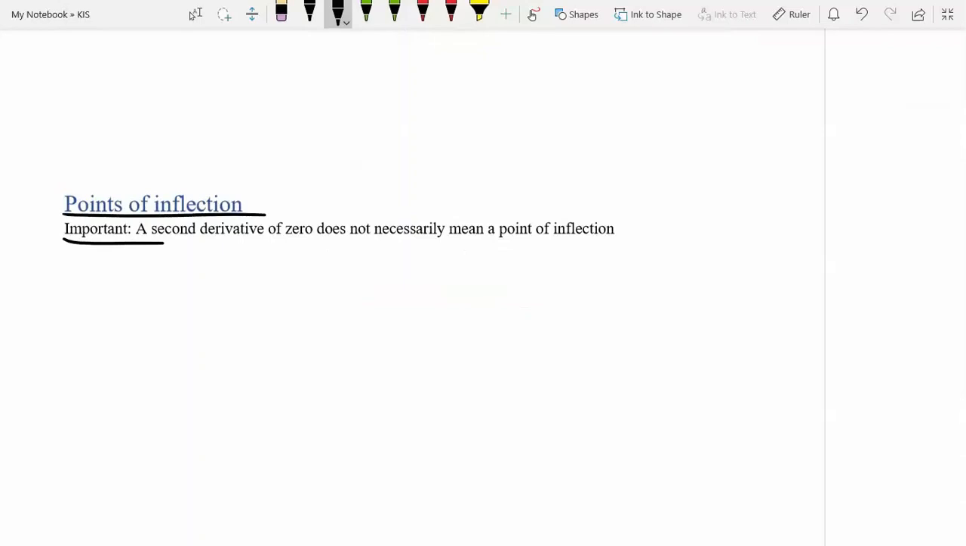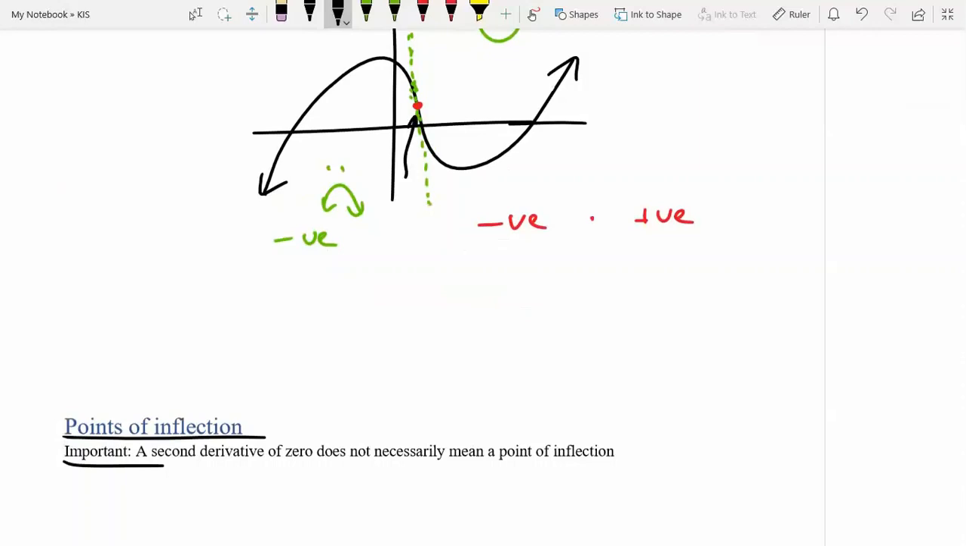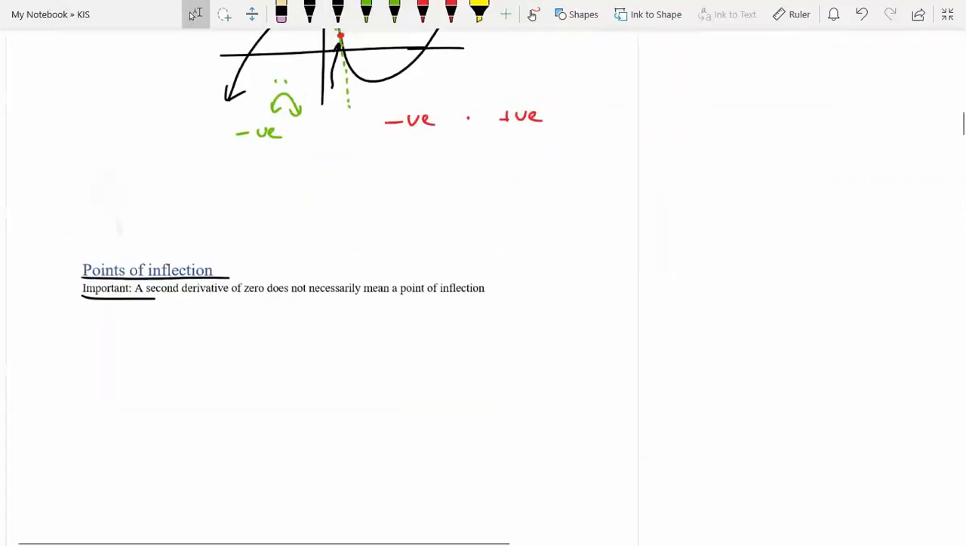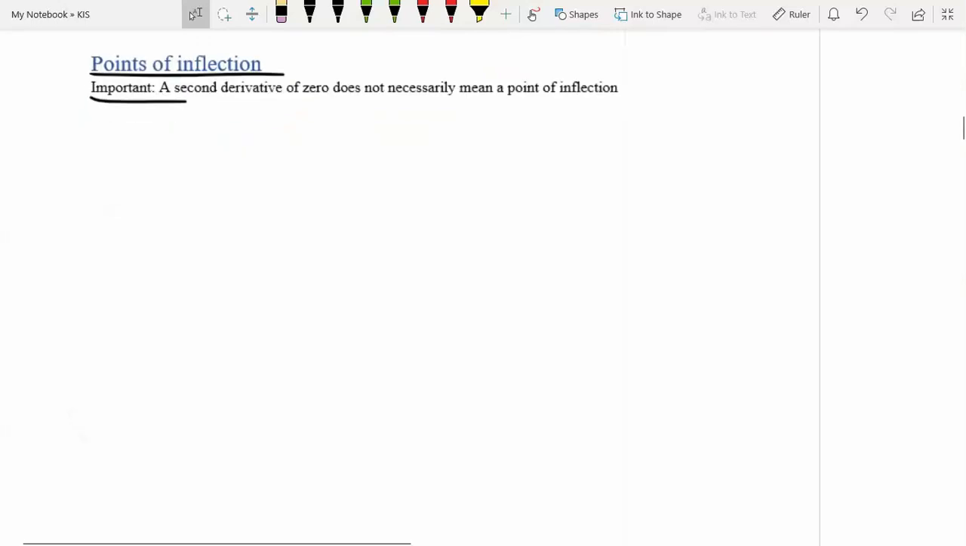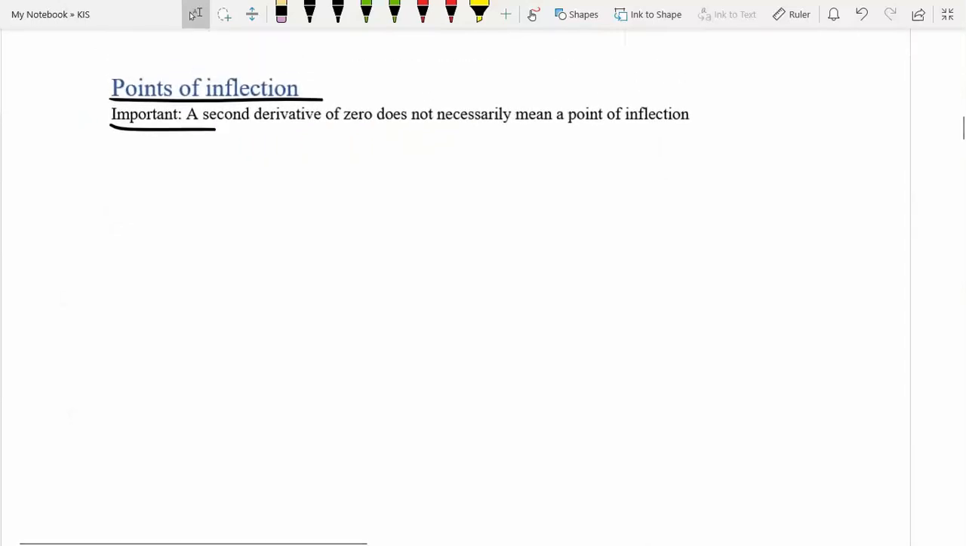When we're talking about a point of inflection, it is that point in between those two concavities, the positive and negative concavity, which has a second derivative of zero. So it doesn't have any concavity to it. And we're going to show how you can find these points of inflection using the second derivative. So for finding points of inflection, you need to use the second derivative.